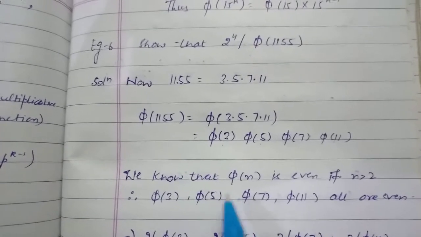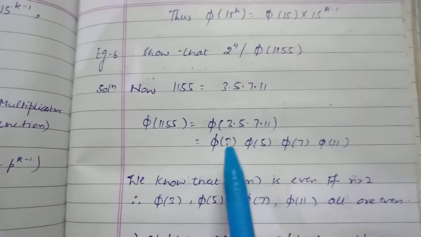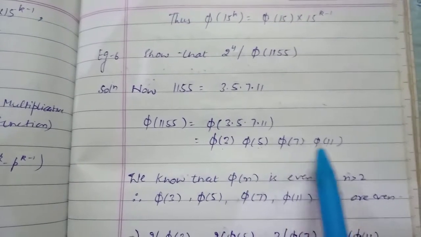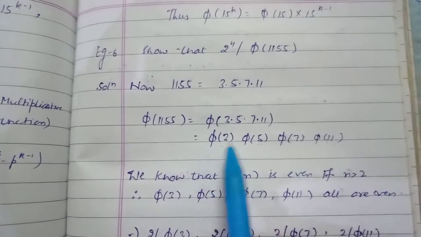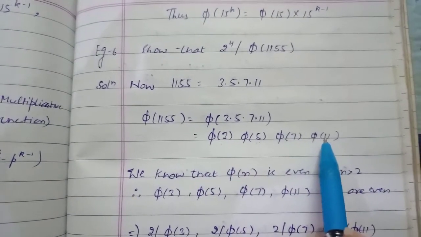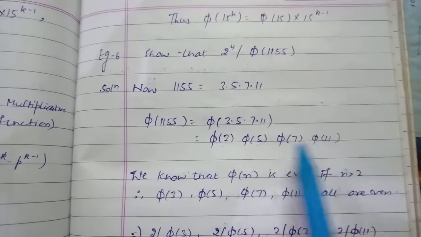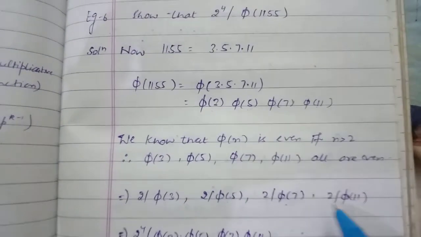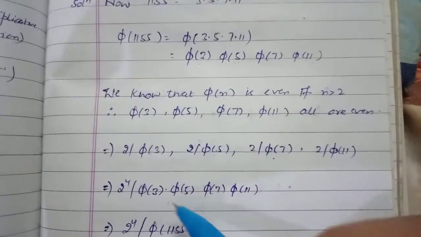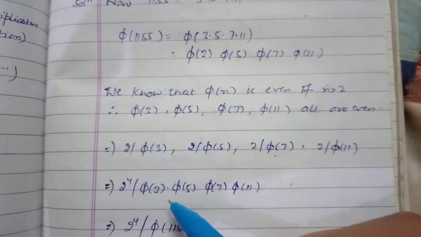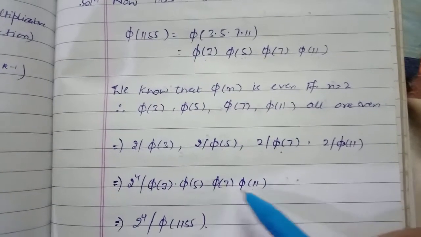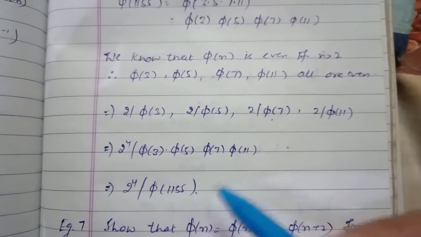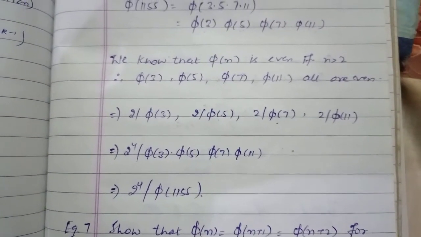Also we know that phi(n) is even if n is greater than 2. Here 3 is greater than 2, 5 is greater than 2, 7 is greater than 2 and 11 is greater than 2, therefore the values of all these Euler functions will be even. It means 2 divides phi(3), 2 divides phi(5), 2 divides phi(7) and 2 divides phi(11). On combining, we can write 2 raised to the power 4 divides phi(3) into phi(5) into phi(7) into phi(11). That is, 2 raised to the power 4 divides phi(1155), which is required to prove.